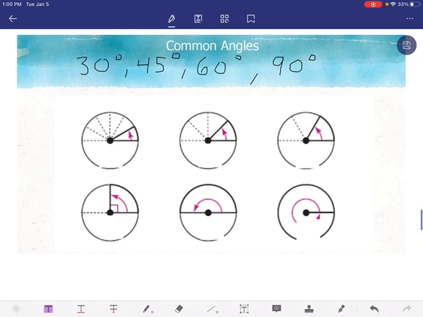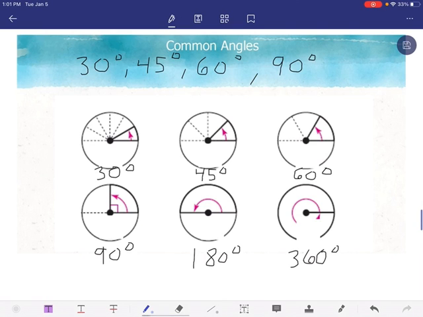And we want to go ahead and try and label all of these. We also want to label some different intervals or multiples of these angles as well. So notice on our first one, this is actually going to be 30 degrees. On our second one, this is going to be 45 degrees. On our next one, this is going to be 60 degrees. On our next one, this is 90 degrees, 180 degrees, and 360 degrees.